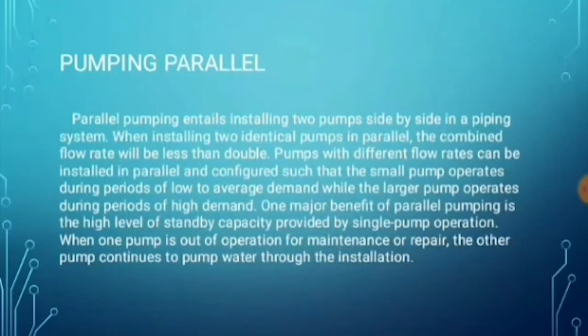There are two types of pumping configuration. The first one is parallel. In parallel, two pumps having different flow rates can be installed. The small pump can be used during low to average demand, while the large one can be used during high demand periods. It will also help during maintenance because the pump that does not need repair can be used while repairing or maintaining the other.